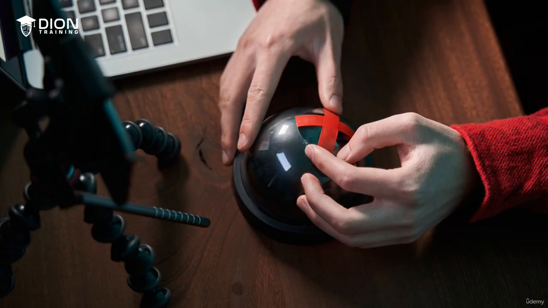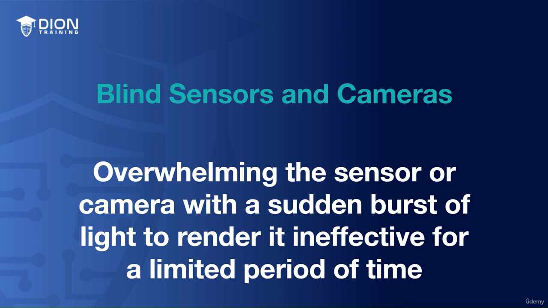This is a simple technique, and it usually involves spray painting or foaming over a camera lens, placing a sticker or tape over that lens, or positioning objects like balloons or umbrellas in front of the camera to block its view. Second, we have blinding sensors and cameras.